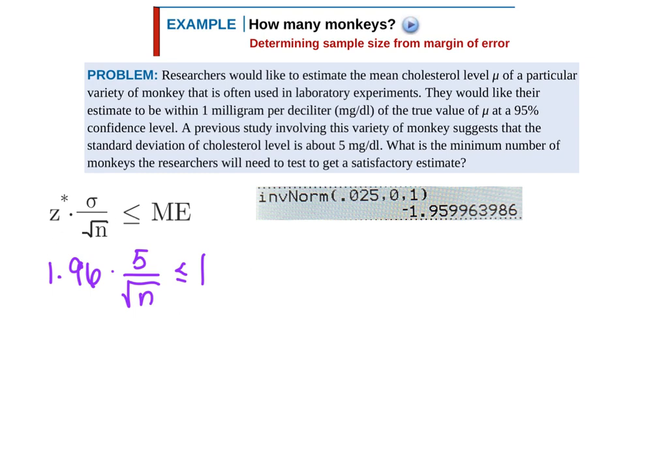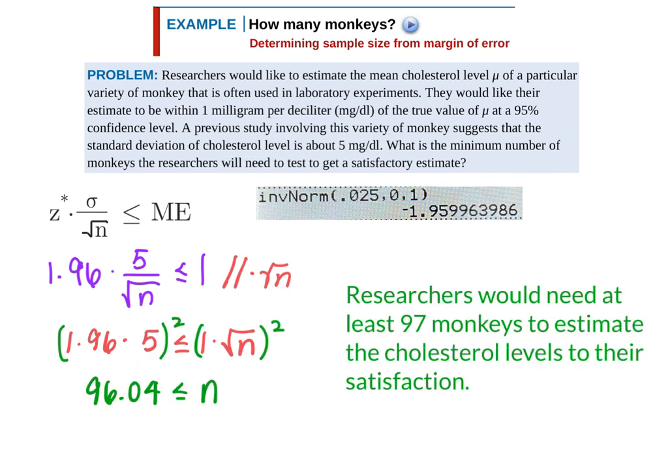So when I plug in all my values, this is what my inequality is going to look like, again, solving for n. So another way to think about this is we have 1.96 times 5 all over the square root of n. So I'm going to multiply both sides by the square root of n. So I move that over here and I get things out of the fraction. And so next I want to get rid of the square root, and there's only a 1 next to it. So I'm going to square both sides. So that ends up giving me n is greater than or equal to 96.04. So we can conclude, we got to round up because we don't want 0.04 of a monkey. So researchers would need at least 97 monkeys to estimate the cholesterol levels to their satisfaction.